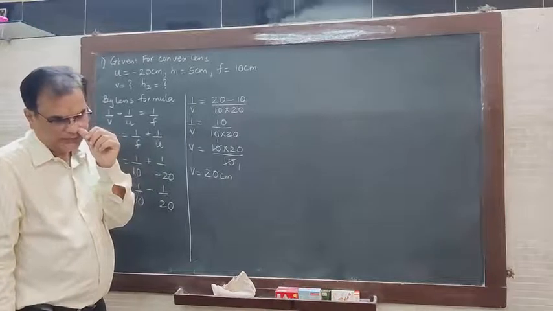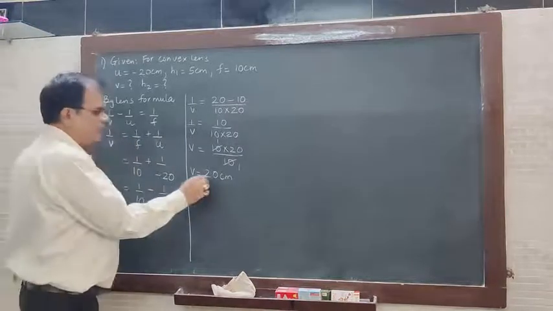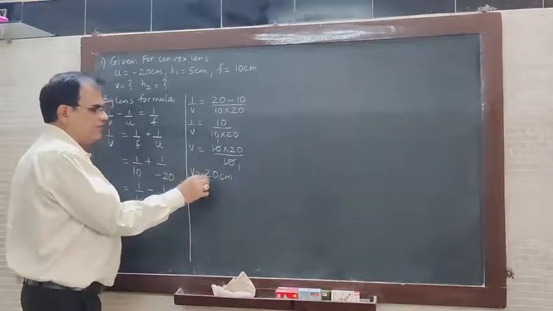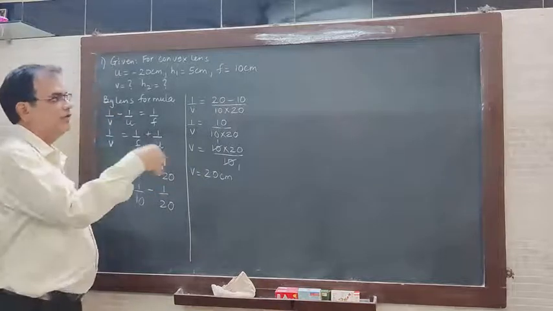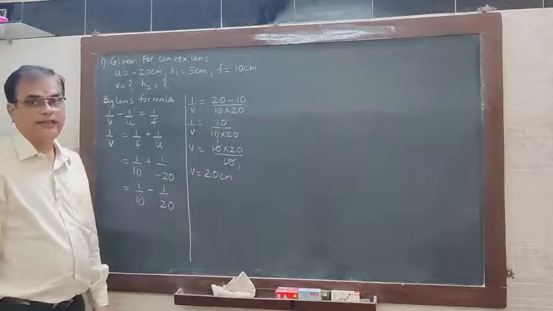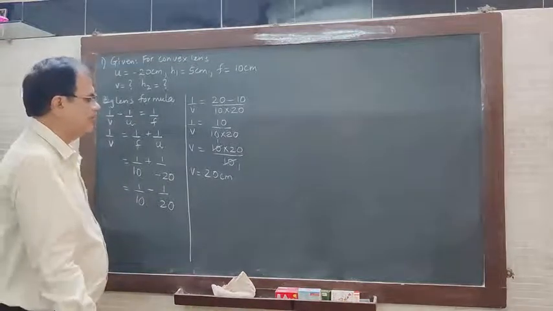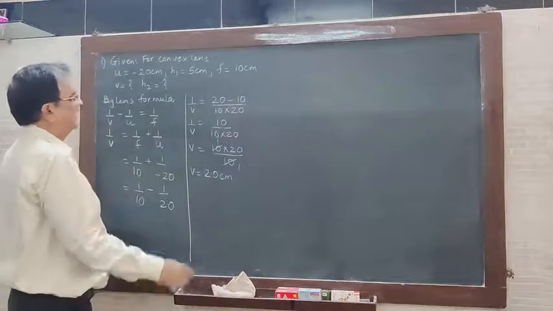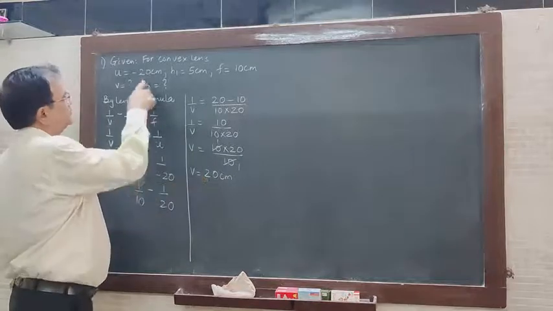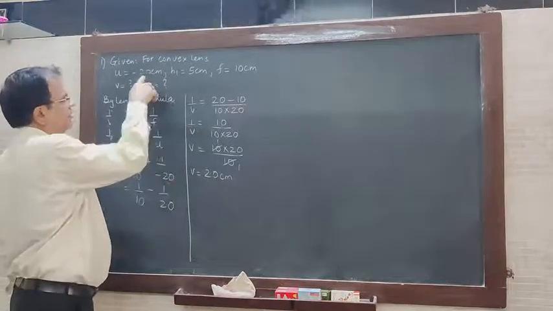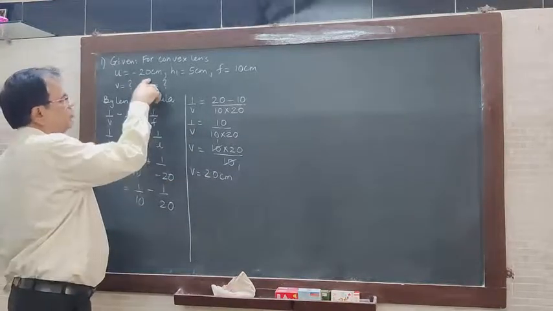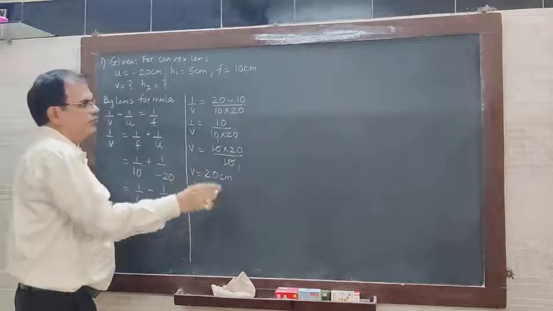Right? 20 centimeters means a positive image distance. Positive means a real image. So the image is formed on the other side of the lens. Okay. The image is formed on the other side of the lens. Right? And it is of the same distance as that of the object. u is 20 and v is also 20.